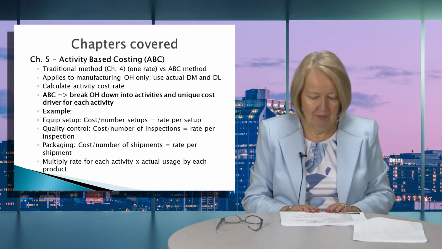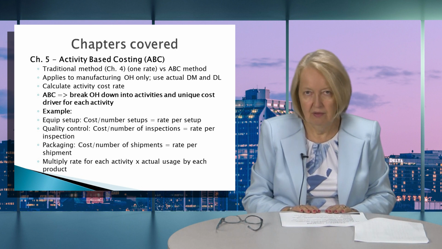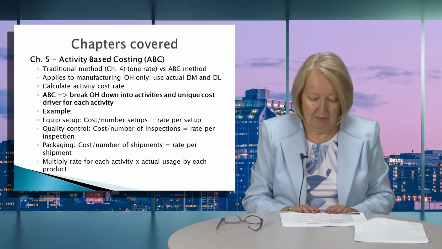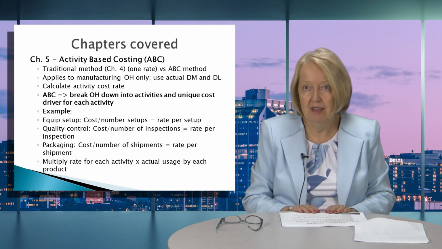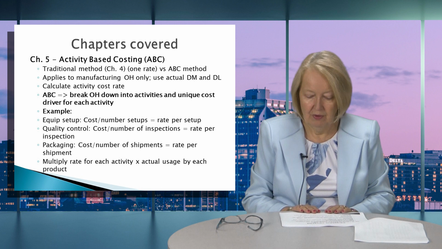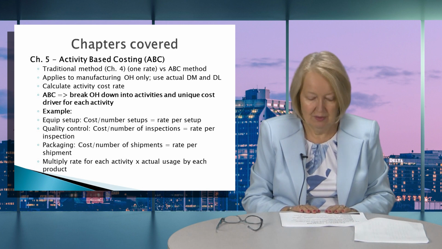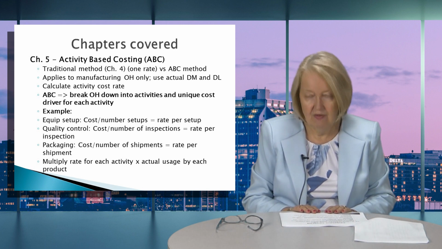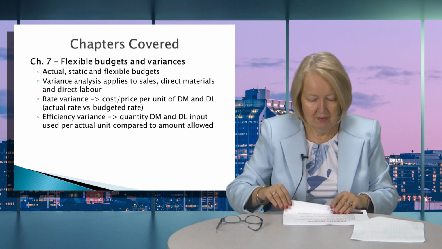For example, you could have a company with an activity for equipment setup. The cost divided by the number of setups will give you your rate per setup. For quality control, the cost of quality control divided by the number of inspections would give you your rate per inspection, and so on. Then you would multiply the rate for each activity times the actual usage. So it's activity-based costing.